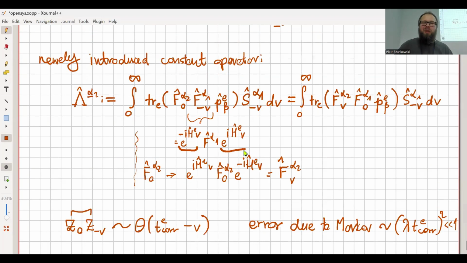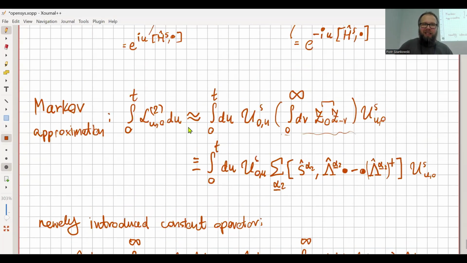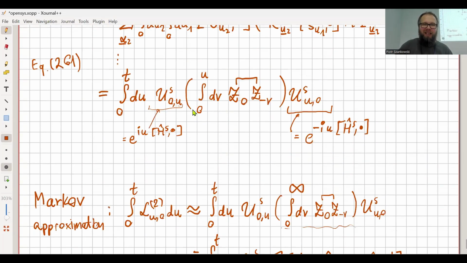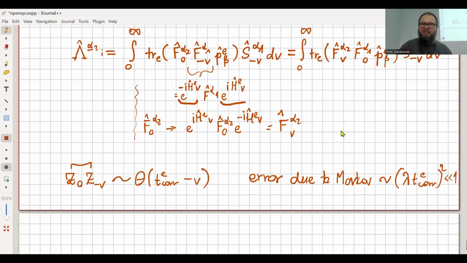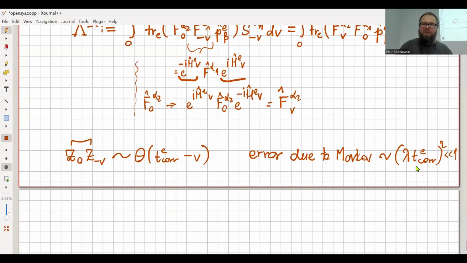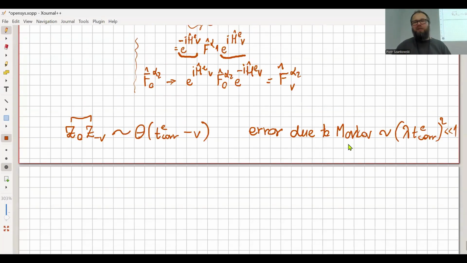So the difference between this and the Markov approximation is higher order in the weak coupling. So within our parameter regime, this error is acceptable. We are working with this accuracy anyway.